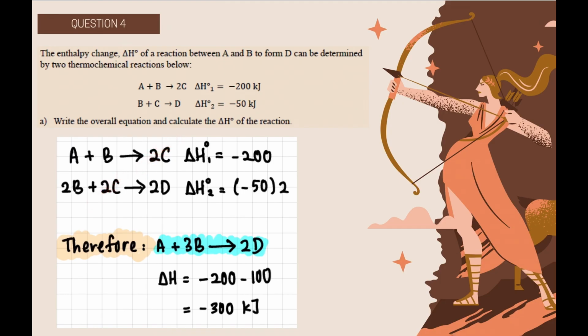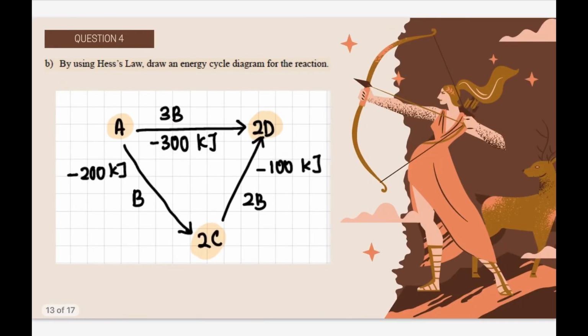So untuk cancel out C, this second equation kena darab 2. Hence dia darab 2 di sini. That's why this one boleh cancel out. Then overall kita ada A plus 3B and then hasilkan 2D. Alright, so delta H sama dengan negative 200, ambil balik. And then this one sudah darab 2 tadi, so dia akan jadi negative 100. So totalnya akan jadi negative 300. There you go.